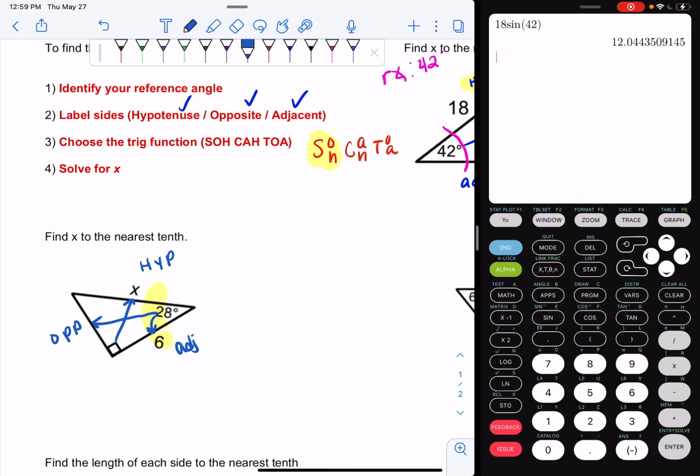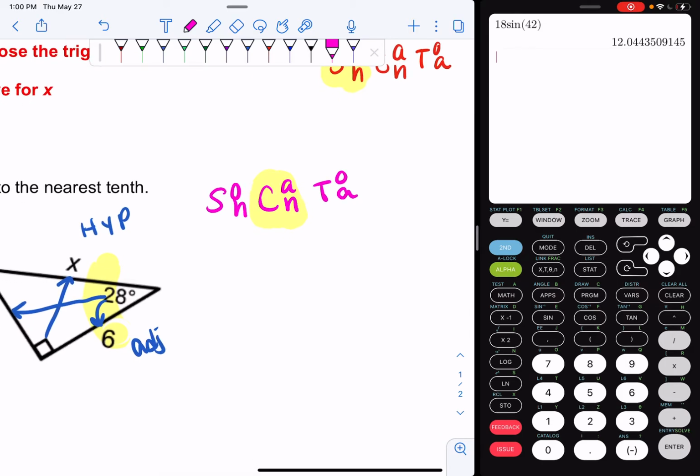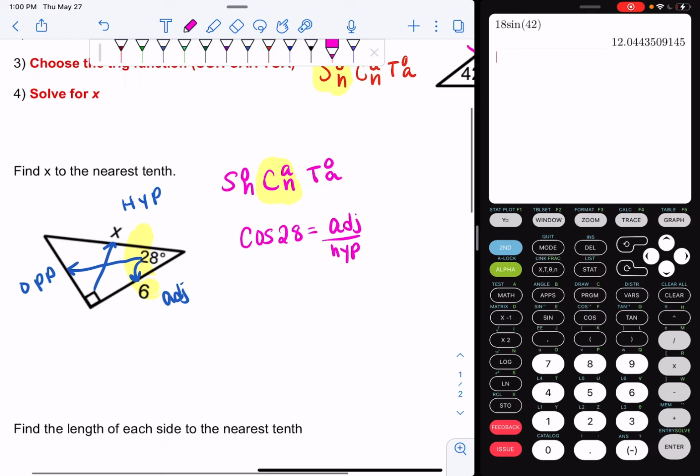So now we're already at step 3, where we have to figure out SOHCAHTOA. I have information about my hypotenuse and my adjacent. So I am dealing with cosine of theta. So the first thing we're going to do is write down cosine of 28 is equal to adjacent over hypotenuse. Our adjacent is 6, so I have cosine of 28 equals 6, and my hypotenuse is x.